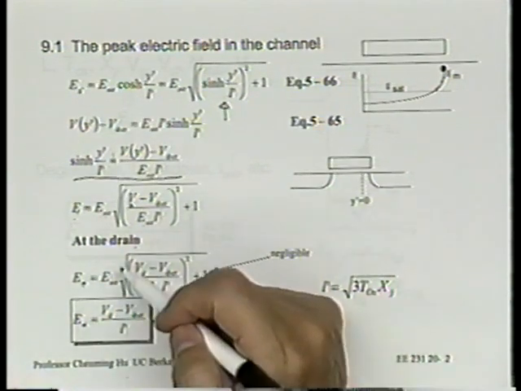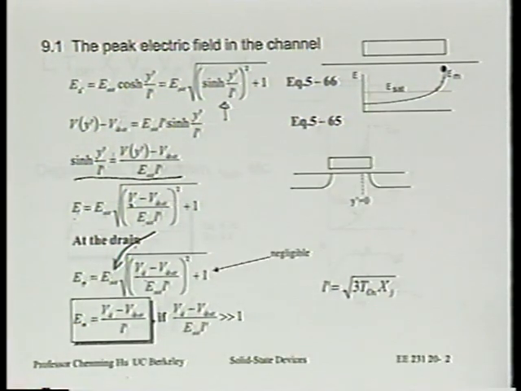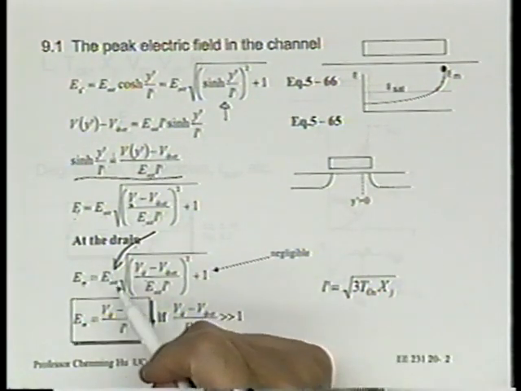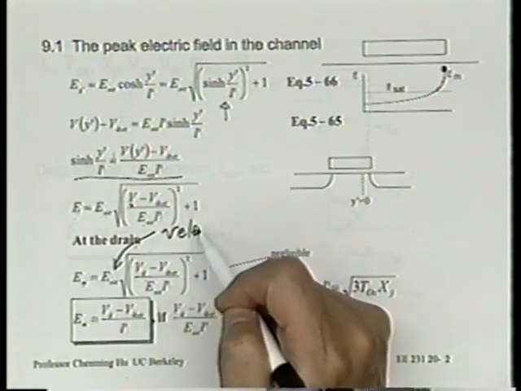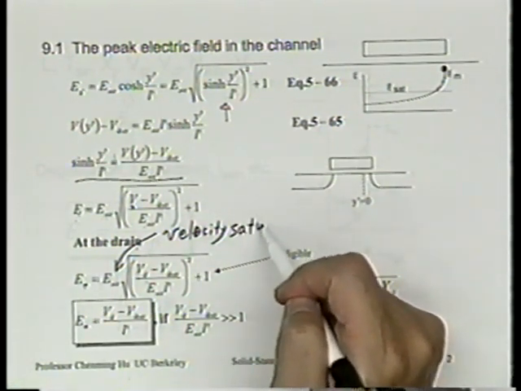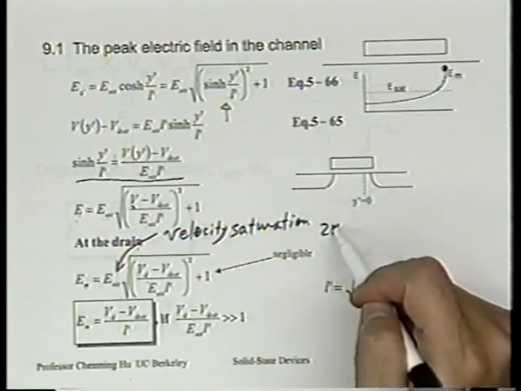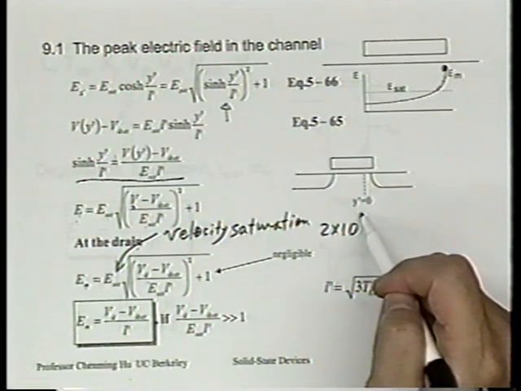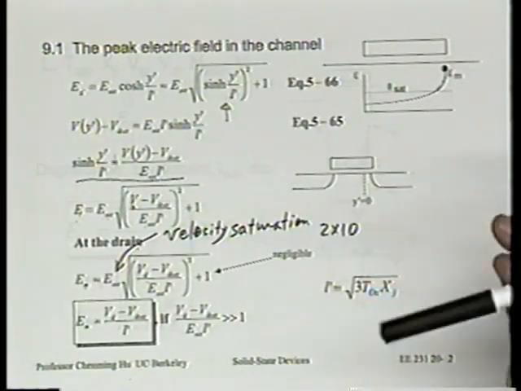Let me give you some numbers. Do you remember what E sat is, typically? What's the value of E sat, roughly speaking? E sat is the electric field at which velocity saturates, right? Velocity saturates at E sat. So what is that E sat? Do you remember? Okay, 2 times 8 times 10 to the 6 divided by 300. Oh, I see. You use the saturation velocity divided by mobility. That's very clever. All right.